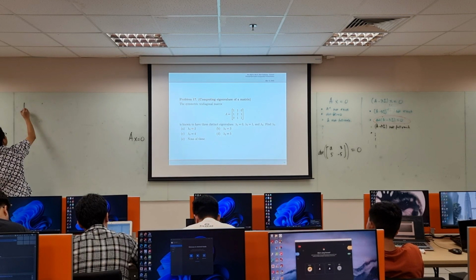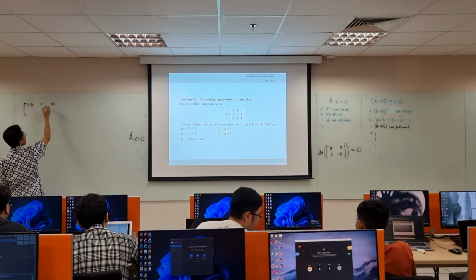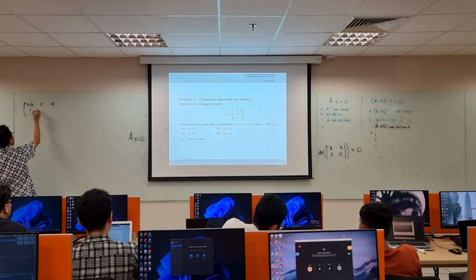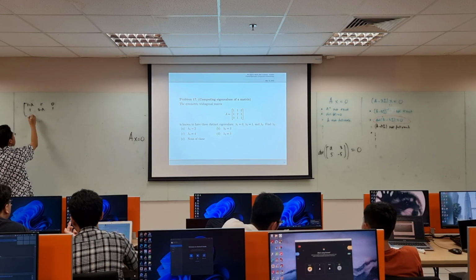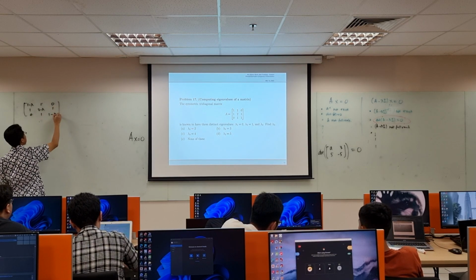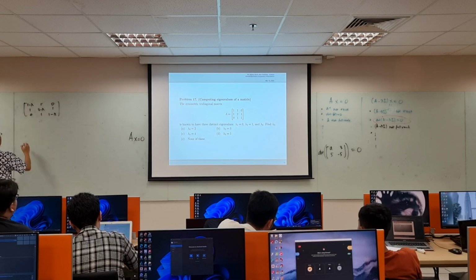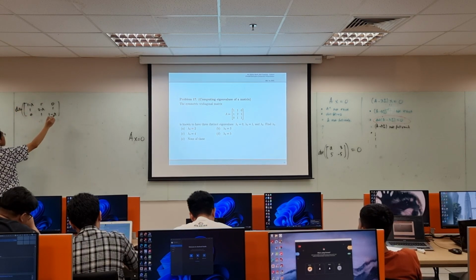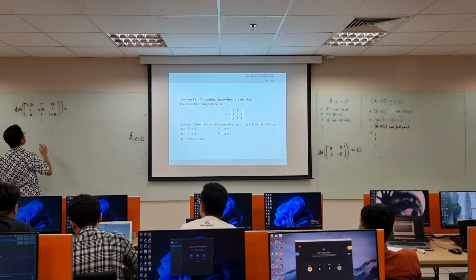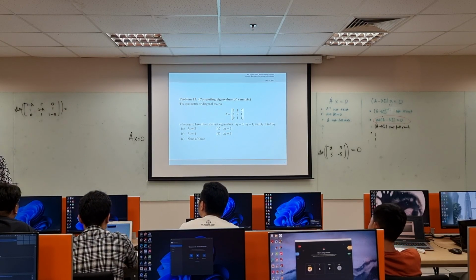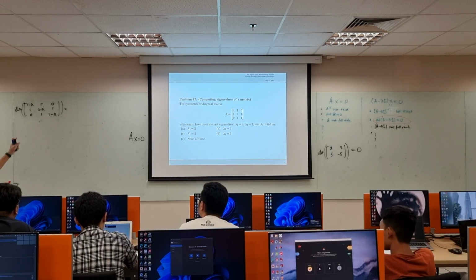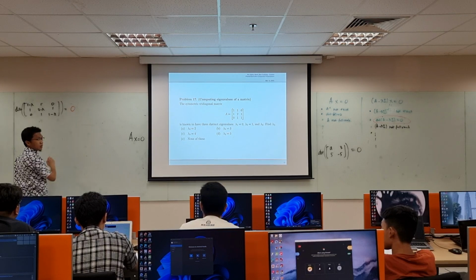Okay, for that problem, you have 1 minus lambda, 1, 0, 1, 2 minus lambda, 0, 1, and 1 minus lambda. Find out what is the determinant of this. Yeah, the determinant of this is 0. It is 0. It's correct.